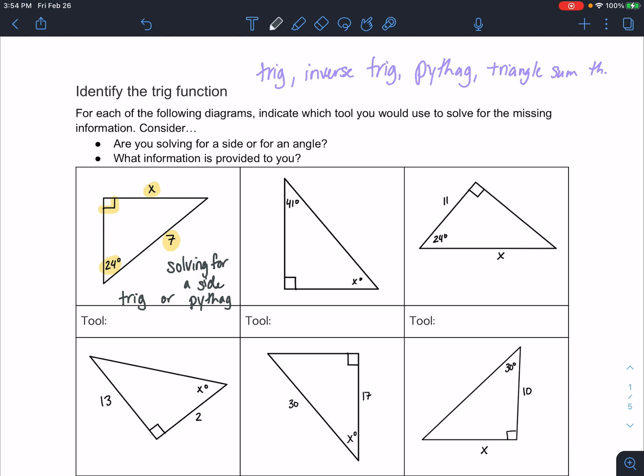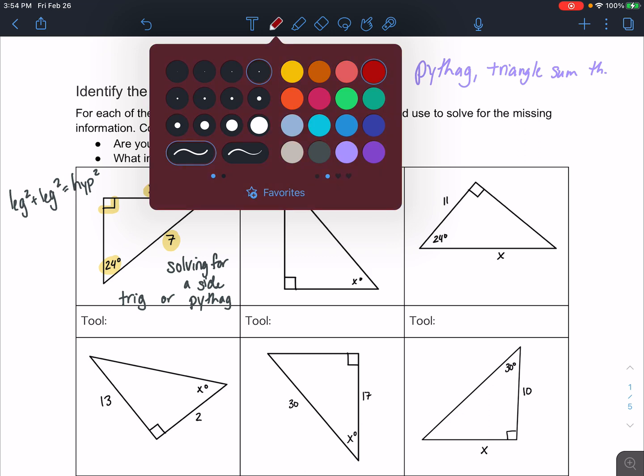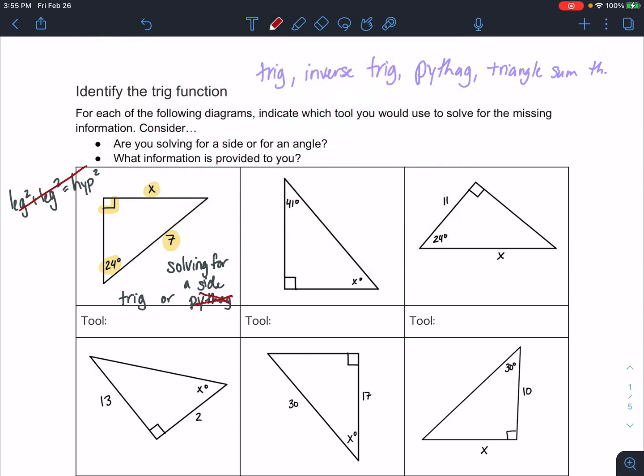Remember, Pythagorean theorem is the formula leg squared plus leg squared equals hypotenuse squared. So in this case, I would need to know 2 of the sides in order to solve for the third. In this situation, I only know 2 sides total, and one of them is the unknown. So I don't have 2 known sides, so I'm not going to be using Pythagorean theorem. That means I'm going to be using trig.